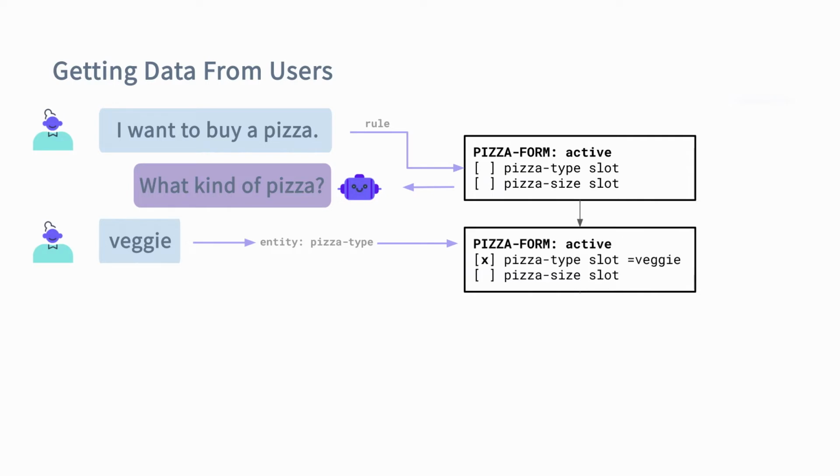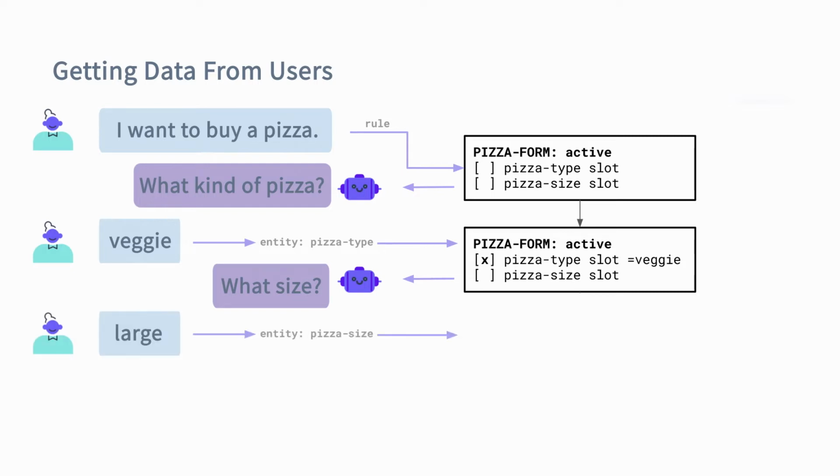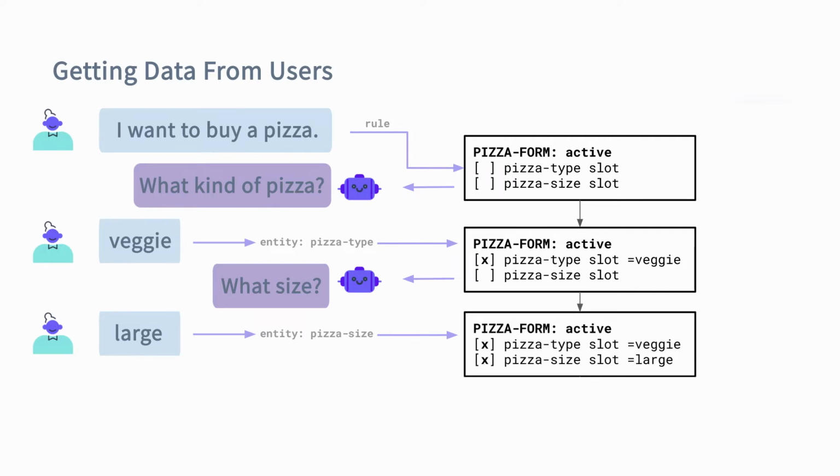So at this point in the conversation, the state of the Rasa form can update. The form is not done though. There's still a slot missing, namely the one for the size of the pizza. So the form will trigger another question for the user, and this time the assistant can send a response asking about the size of the pizza. And again, the user will respond, and let's assume the user responds by saying large. And in this case, large can again be picked up as an entity. The form can pick up this information and update the internal state.